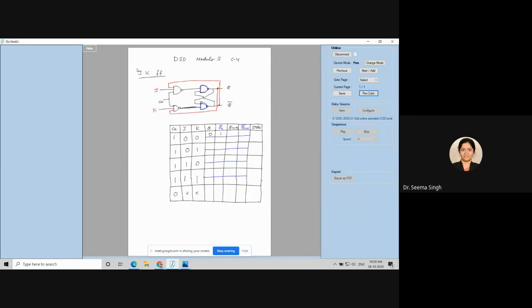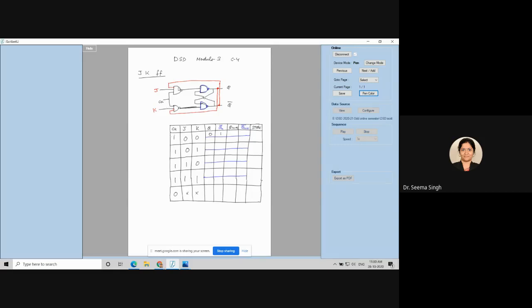Now, because you already know your SR flip-flop, you will remember that it works when it is a gated flip-flop. It works when clock is high. And as you can see, it is a level triggered flip-flop. I am not showing the symbol of pulse triggered. I am simply making it 111, and 111 means it is level triggered flip-flop.